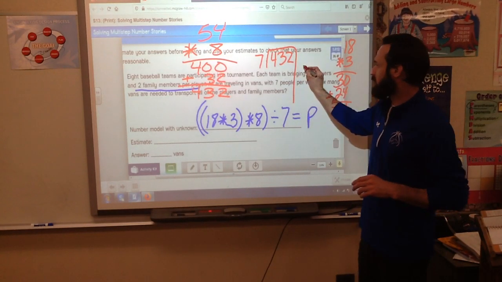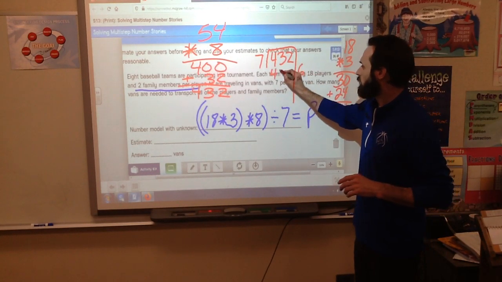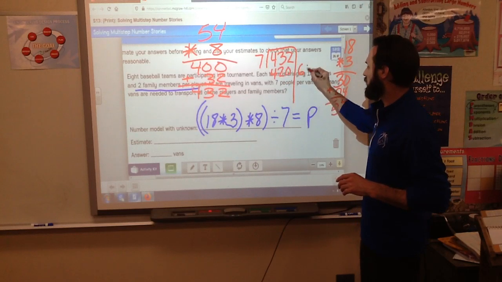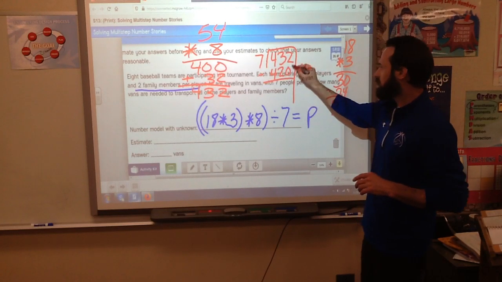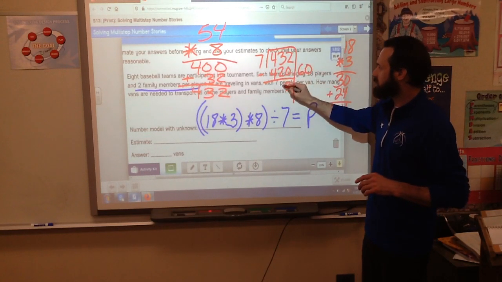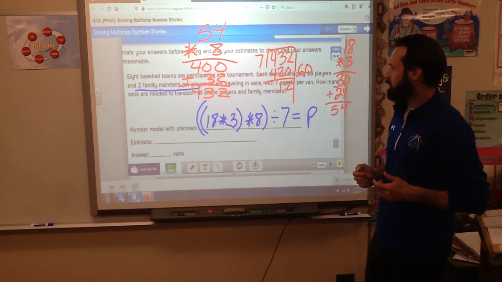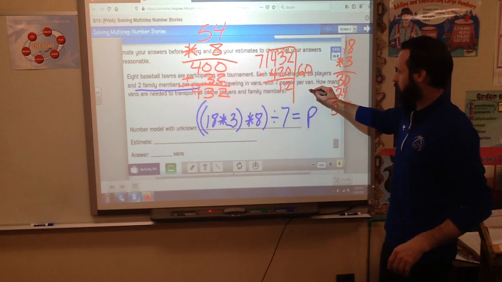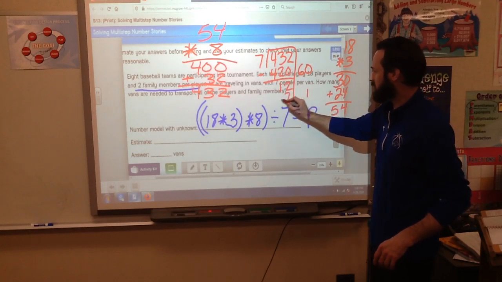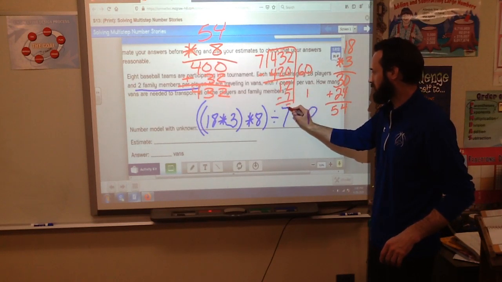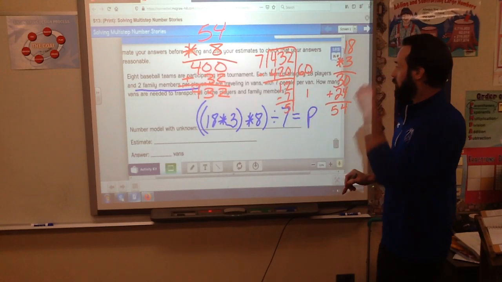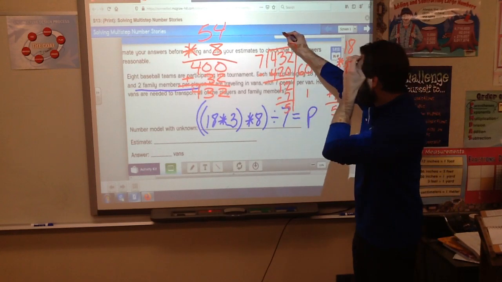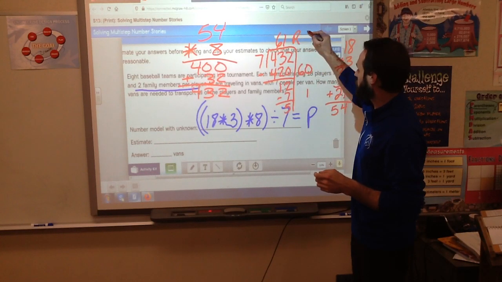So here's what I know. I know that 7 times 6 is 42. I'm going to put a 0 there and a 0 there, and I'm going to subtract. 2 minus 0 is 2. 3 minus 2 is 1. So now I'm looking at what times 7 gets me close to 12 without going over. Just 1. 7 times 1 is 7, and I subtract. 12 minus 7 is 5. Okay, so my answer here would be 61 remainder 5.